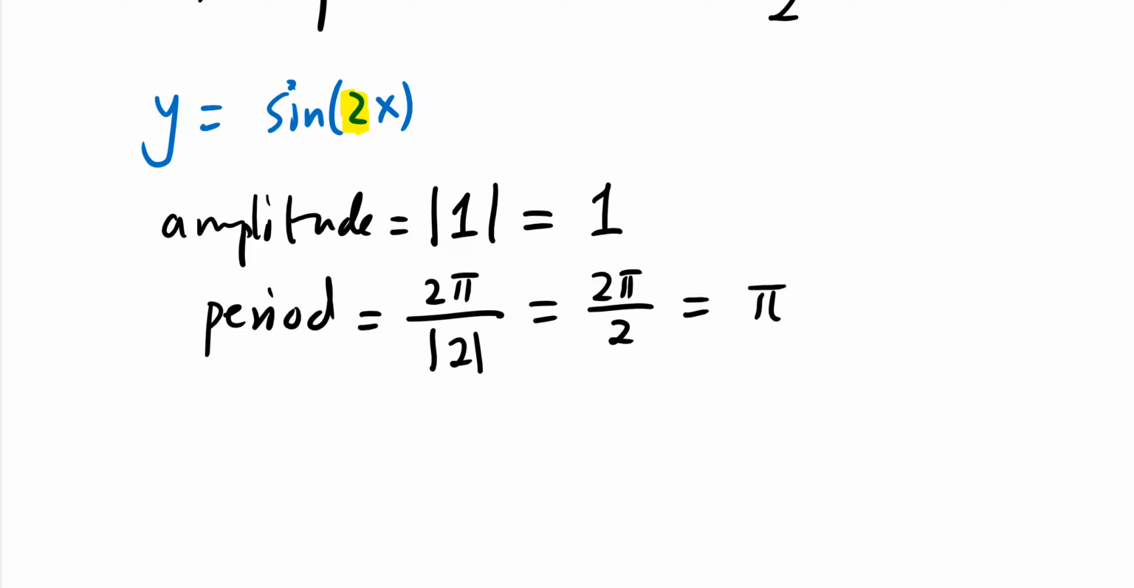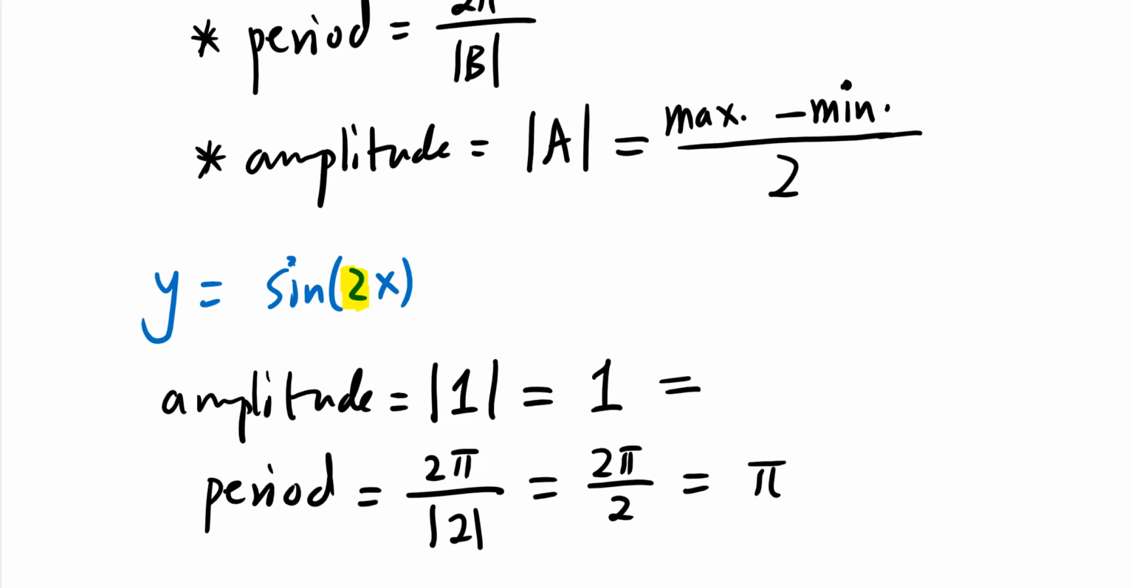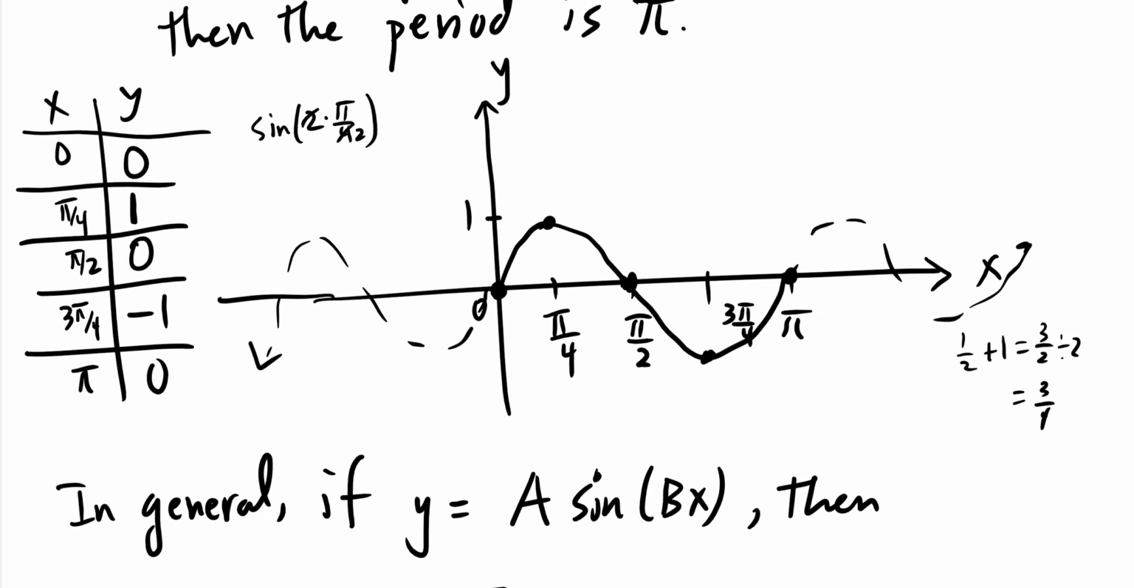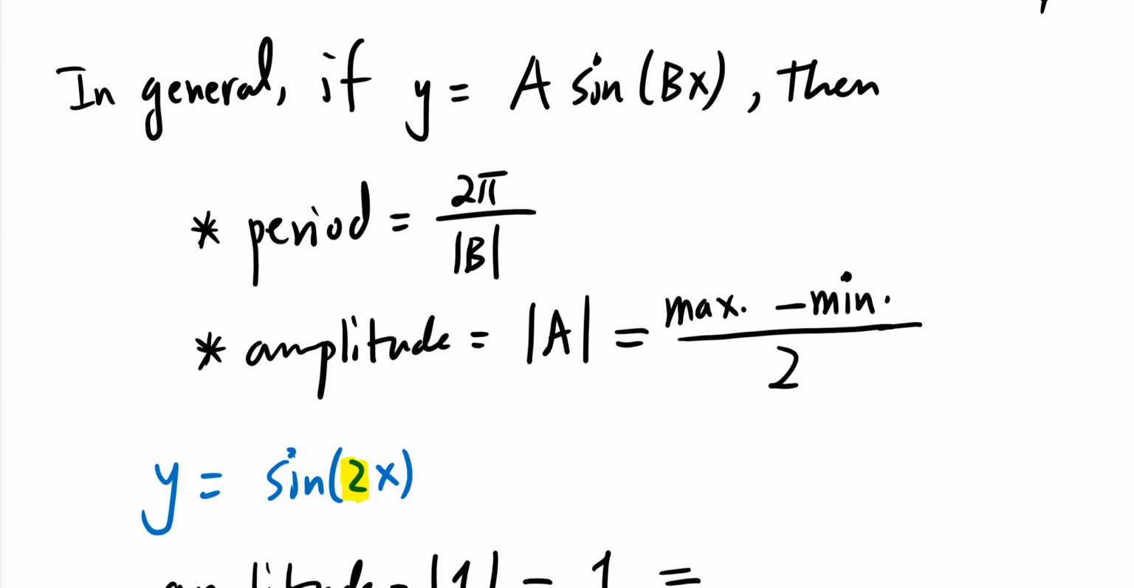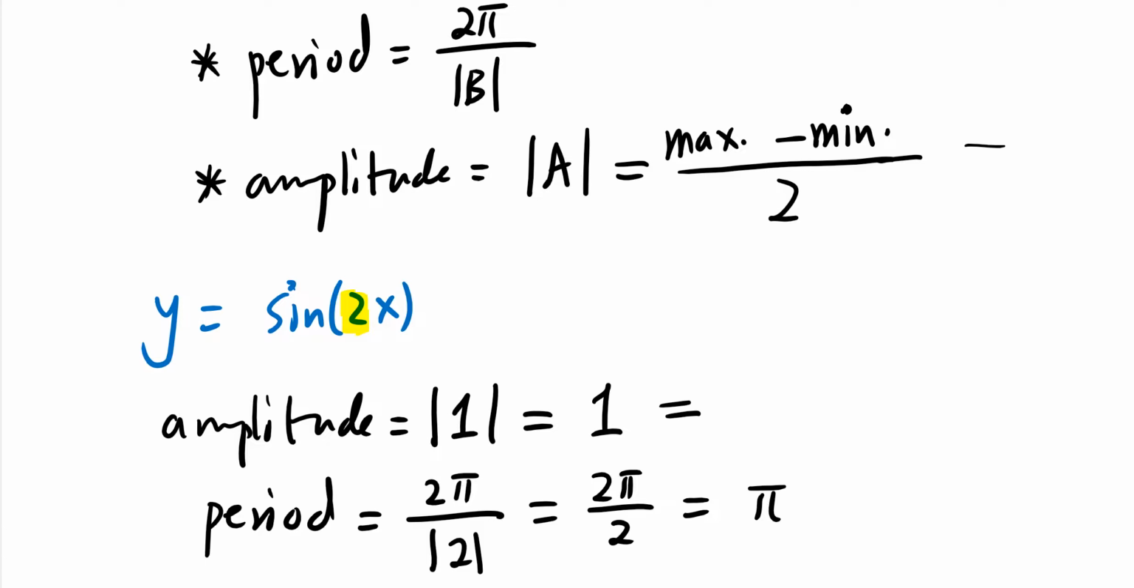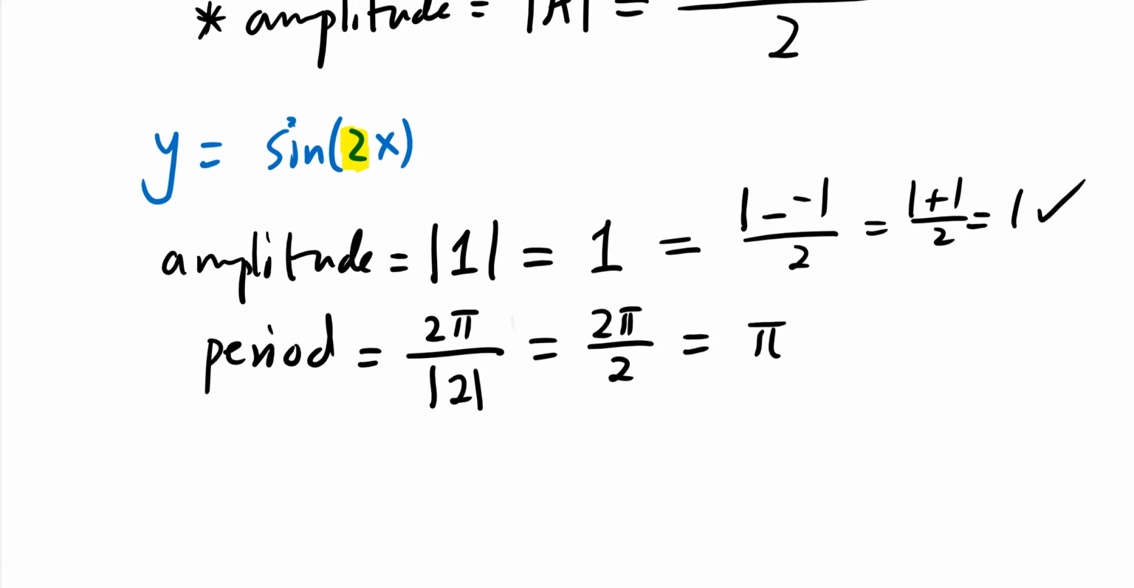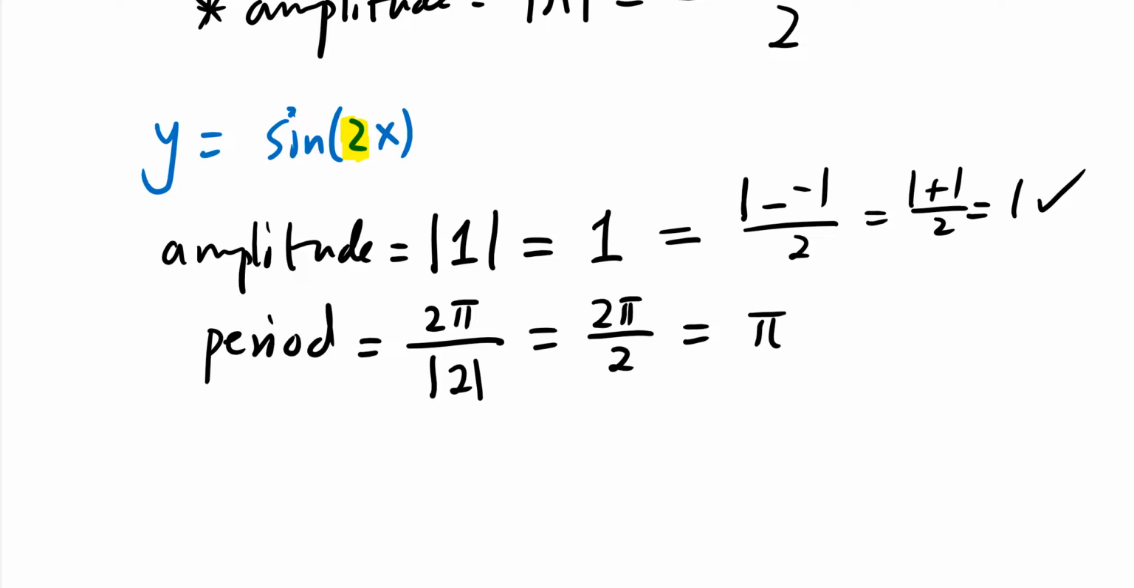Now, another thing to note here, for the amplitude, what was the maximum value the graph reached? It's 1. The minimum value the graph reached is -1. If I substitute into this 1 minus -1 over 2, what do we get? 1 plus 1 over 2. That's 2 over 2, 1. See, that confirms it. Exactly the same thing applies for the graph of y equals cosine x.